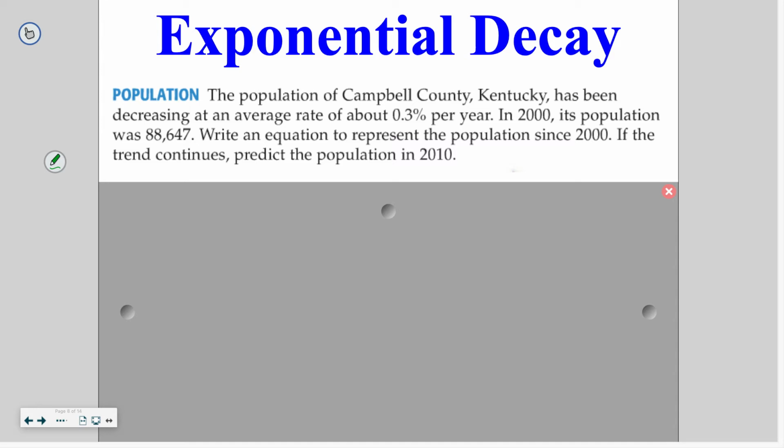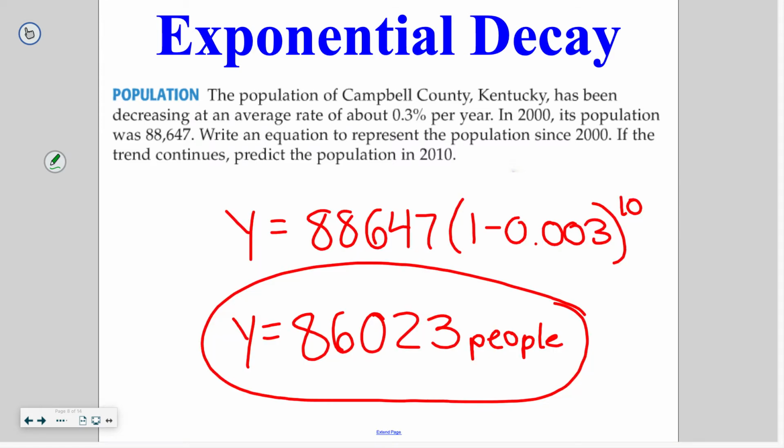Go ahead and try this one on your own. So we changed our percent into a decimal. Even though it already had a percent sign, we still need to move the decimal once, twice, and get 0.003 as our rate. When we plug that in, we use 10 as our exponent because it's 2010 and that's 10 years after 2000. Notice I rounded to the nearest whole person. You cannot round that population up to say that there is another full person. You have to round it down.